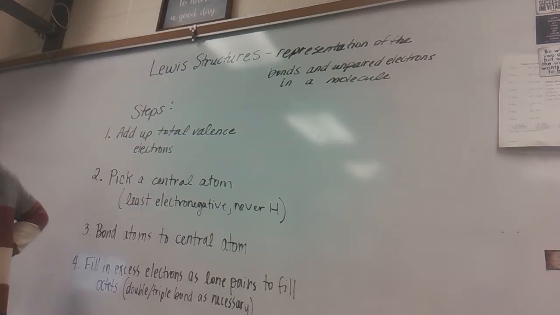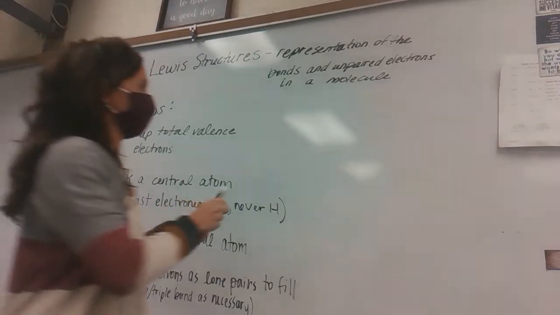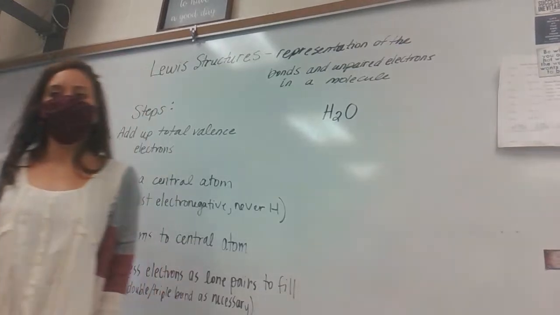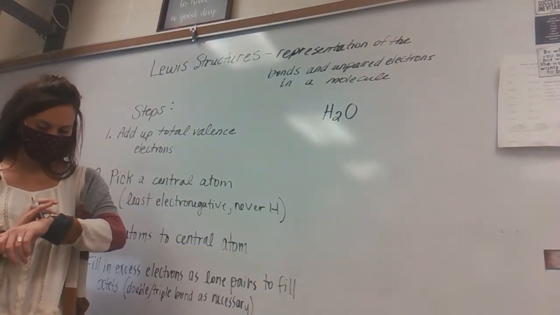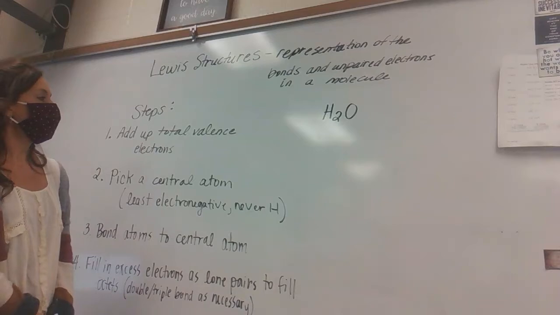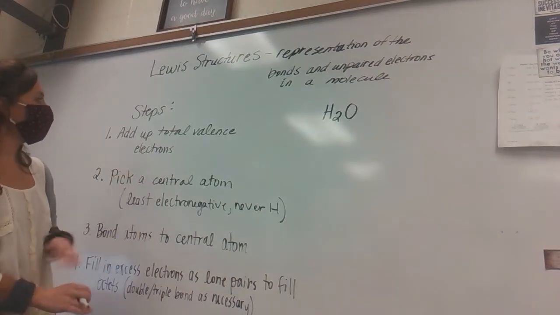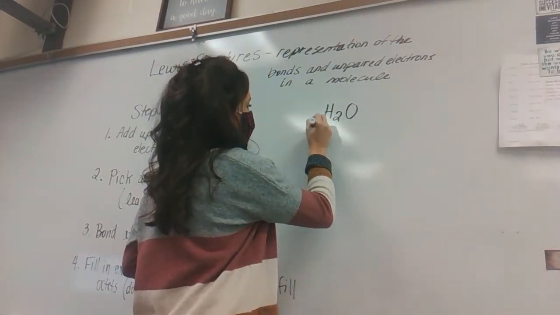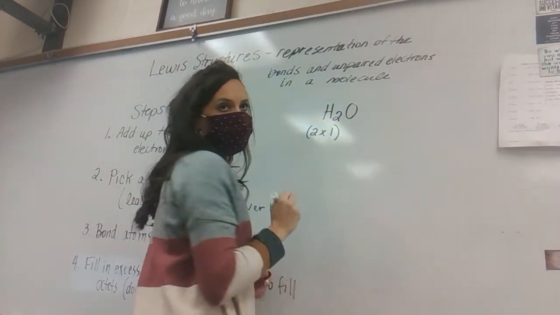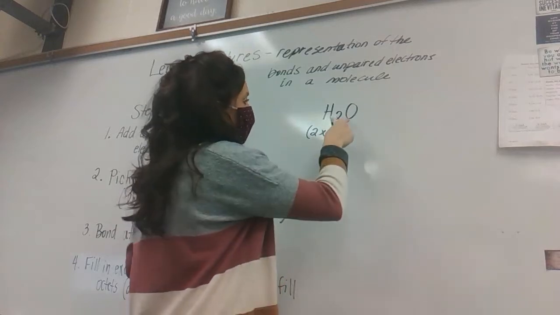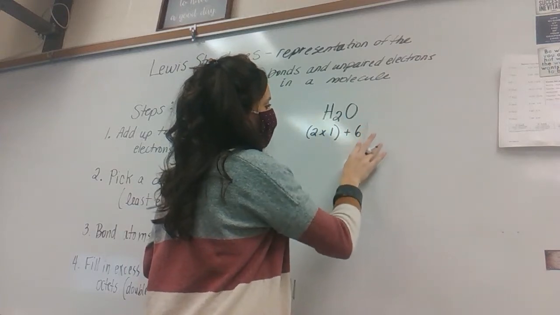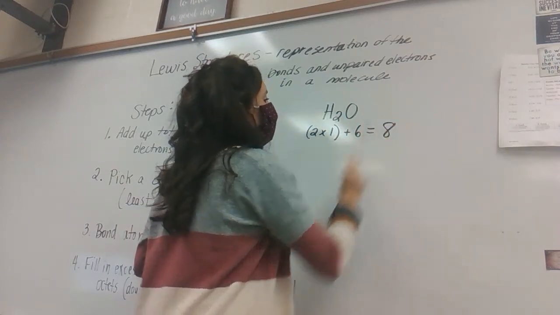Okay, so you have a molecule, any molecule, let's say water. And you're supposed to draw a Lewis structure for water. Step 1 is to add up the total valence electrons. Each hydrogen, 2 of them, has 1 valence electron. And my oxygen has 6. So I have 8 total.